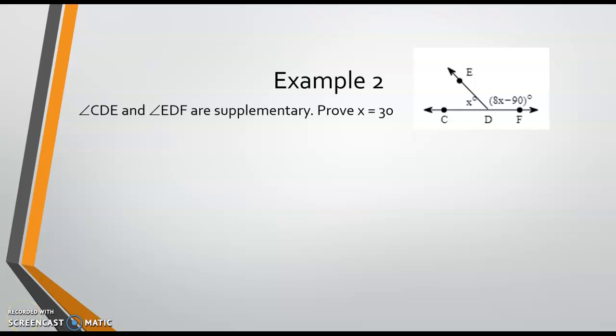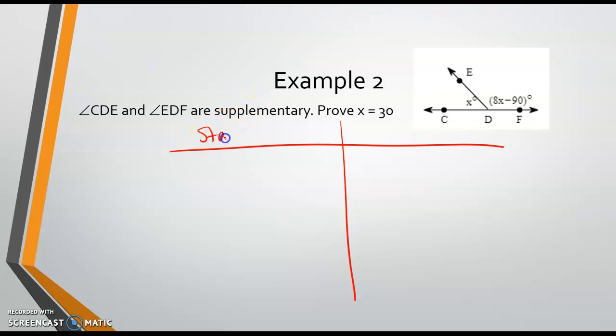All right, so we are going to use a geometric proof to show that in this image, x is equal to 30. So again, I'm going to create my 2-column proof. I'm making this one a little bit bigger because we're going to be writing a little bit more on each side. So I've got statements.